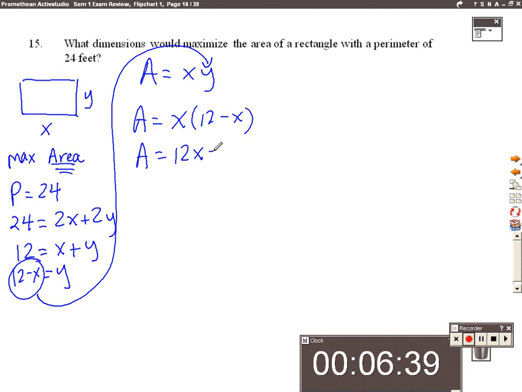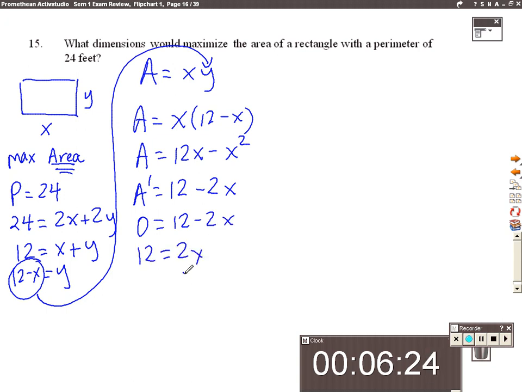Distributing gives me 12x minus x squared. If we're going to maximize, we need to find the first derivative, and we get 12 minus 2x. We're going to set the derivative equal to 0. So that would give me 12 is equal to 2x. So x is equal to 6.